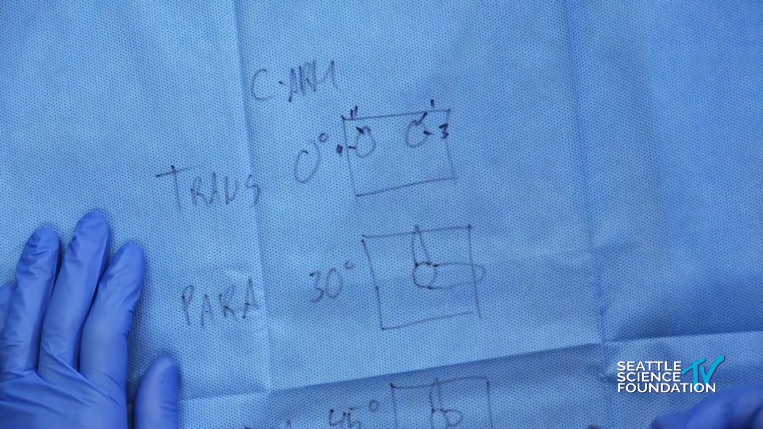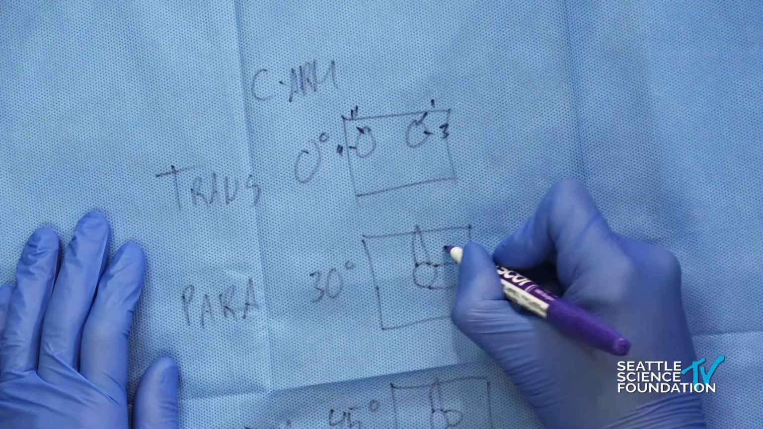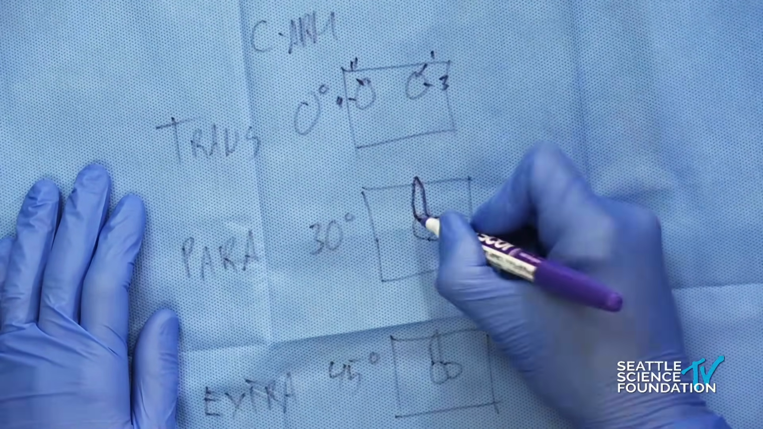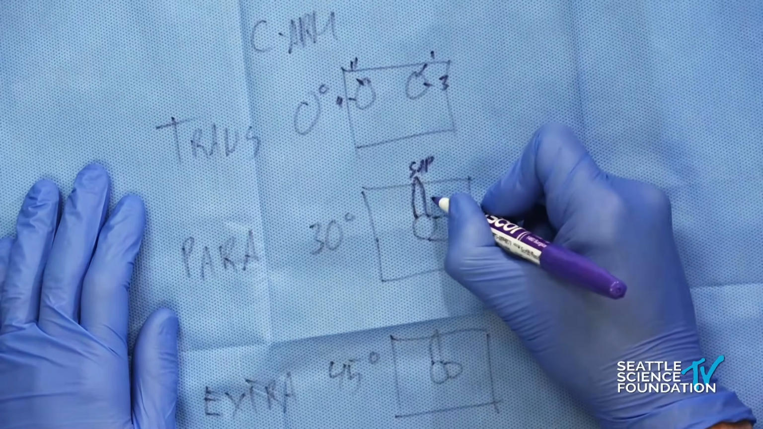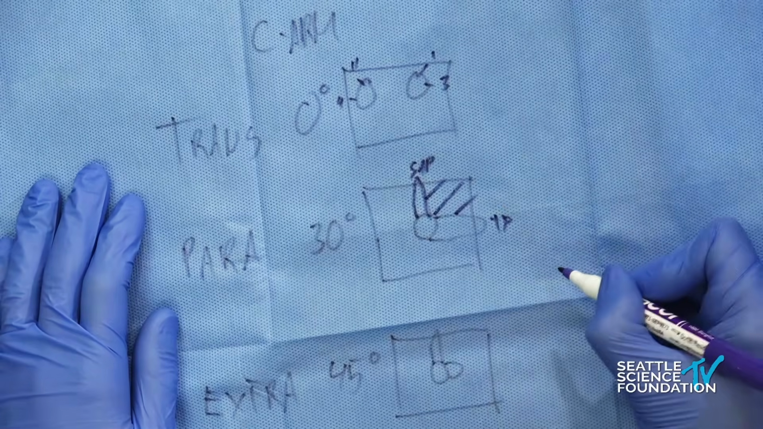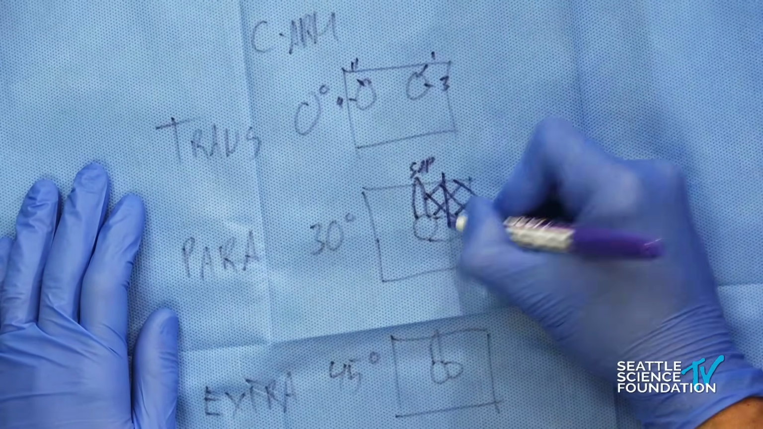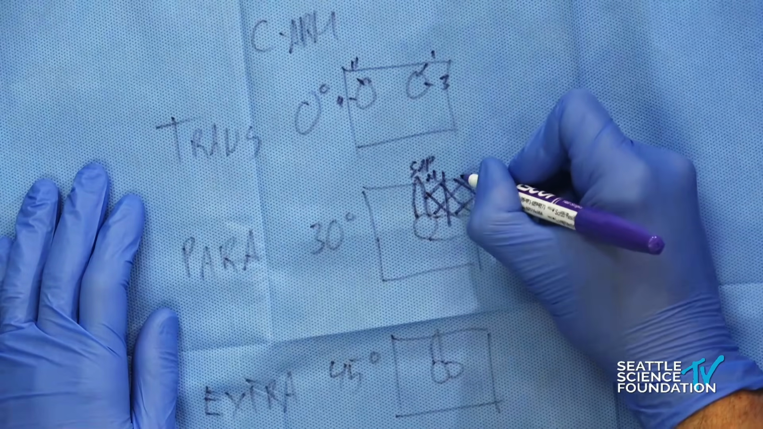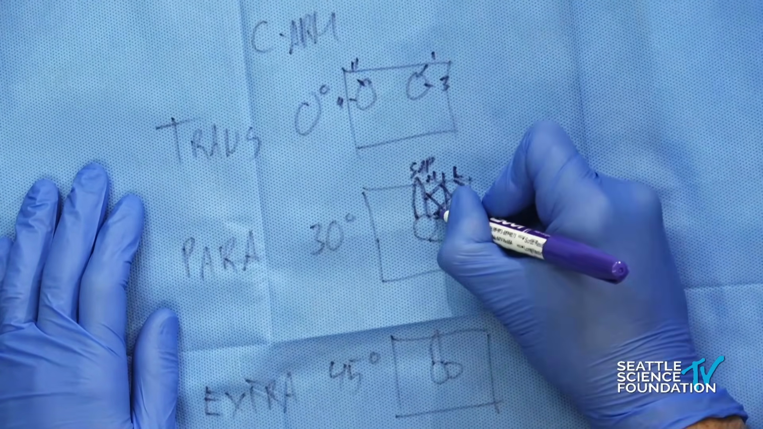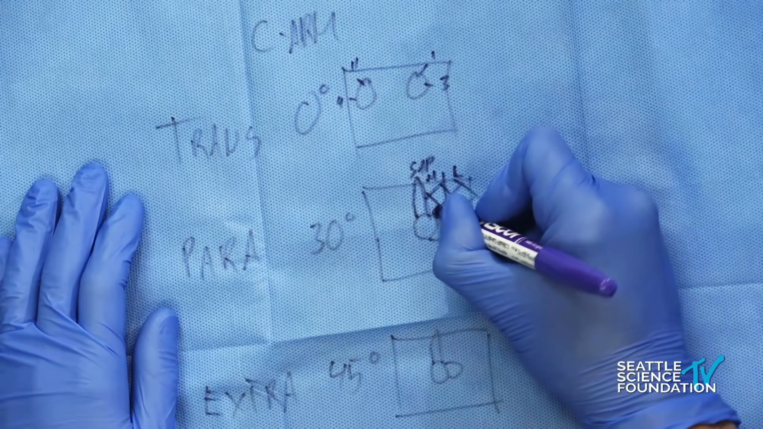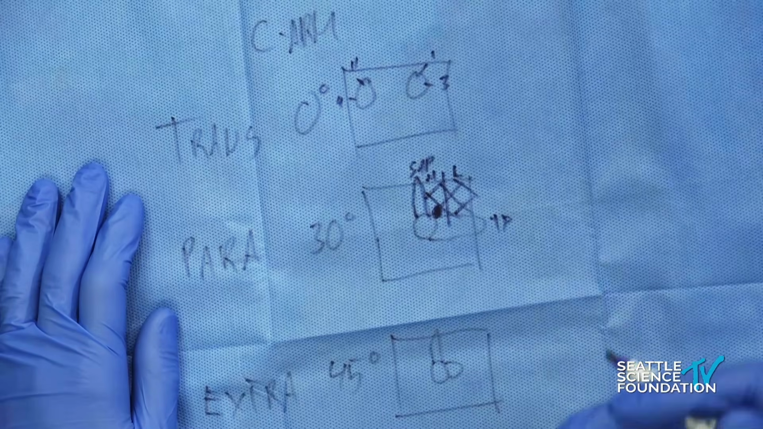For a parapedicular approach, if you flip the C-arm 30 degrees oblique, this is basically your superior articular process. This is your transverse process. This is your parapedicular space, right? So I like to split it into medial and lateral: the medial parapedicular space and lateral parapedicular space. If you dock right here, you'll be at the pedicosomatic junction, so right on the posterior wall.